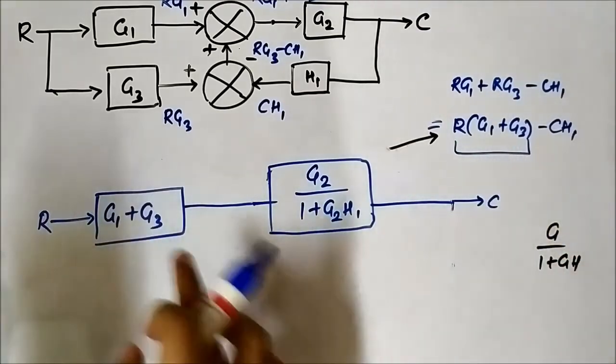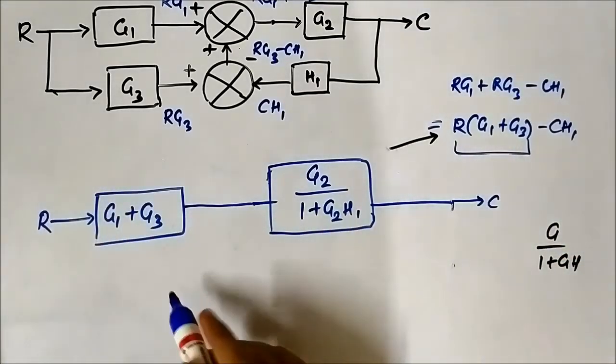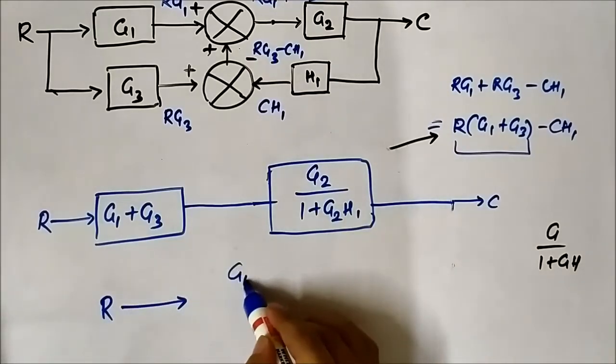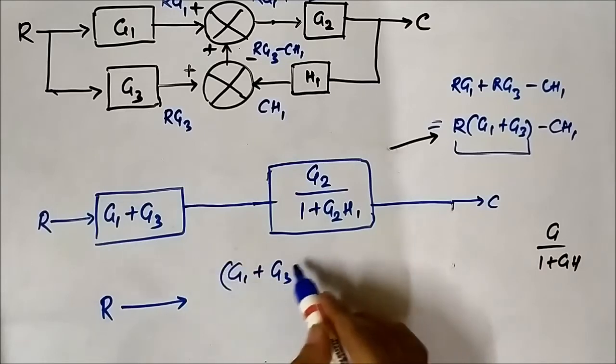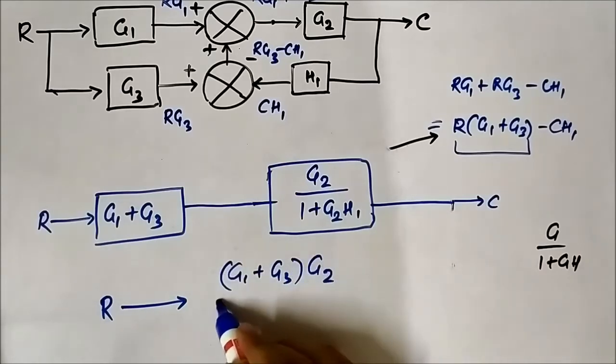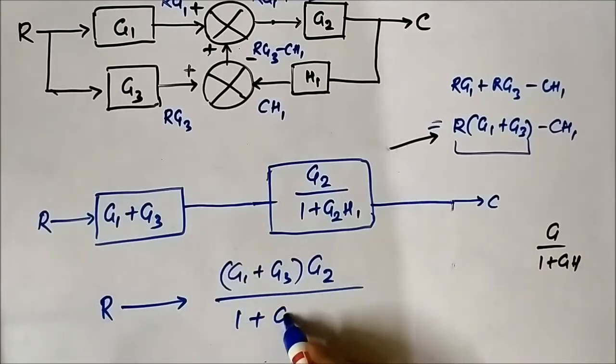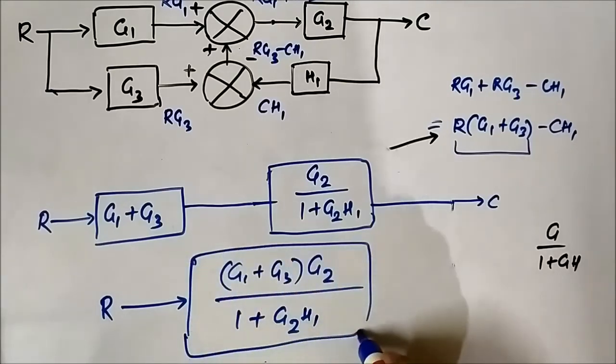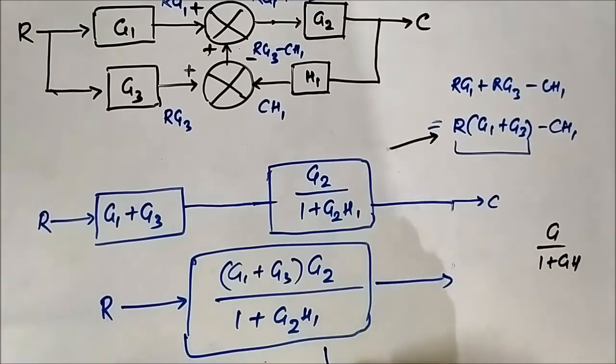Now these two blocks are in cascade, so it will be simply R times G1 plus G3, into G2 by 1 plus G2H1. So C by R is G1 G2 plus G2 G3 by 1 plus G2H1. This is the simplified transfer function.